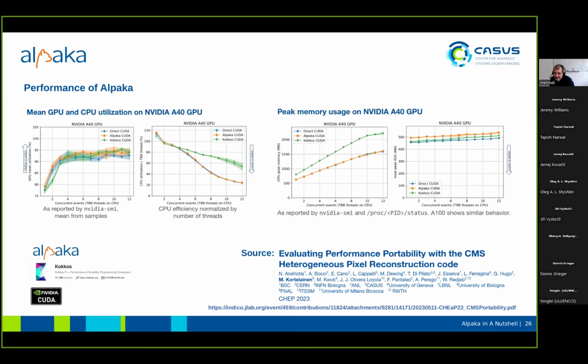The two graphs on the left show the GPU and CPU utilization. In the case of mean GPU utilization, performances of the three tools were similar, as you can see on the leftmost graph. But the CPU utilization of Alpaka was much better against CASUS and almost the same as CUDA. And the two graphs on the right show the peak memory usage, and the memory usage of Alpaka was much better for the GPU and slightly better for the CPU compared to CASUS, and it is very close to CUDA performances.